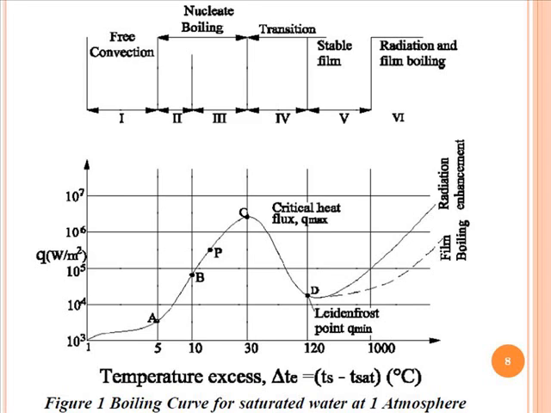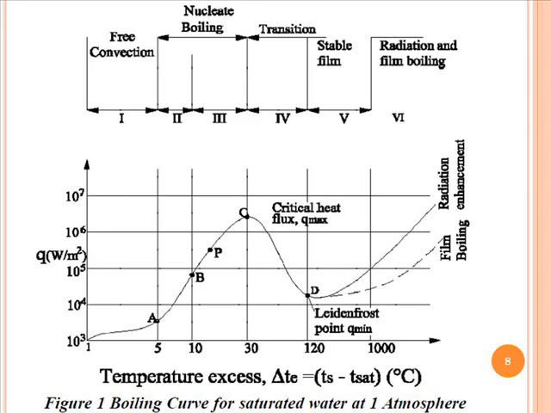We are moving from point number C to D. After reaching point number D, we will observe that the film, which is the vapor blanket formed over the wire, is not allowing fresh liquid to come in contact with the wire, and excess temperature is more than 120 degrees Celsius. Then the heat transfer through conduction takes place, and that is called stable film boiling. With increase in the value of excess temperature, the heating surface becomes bright and thermal radiation from the surface becomes predominant.